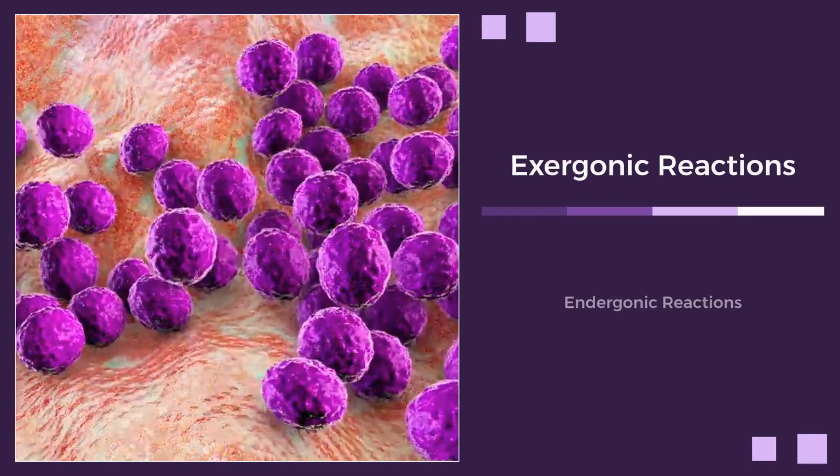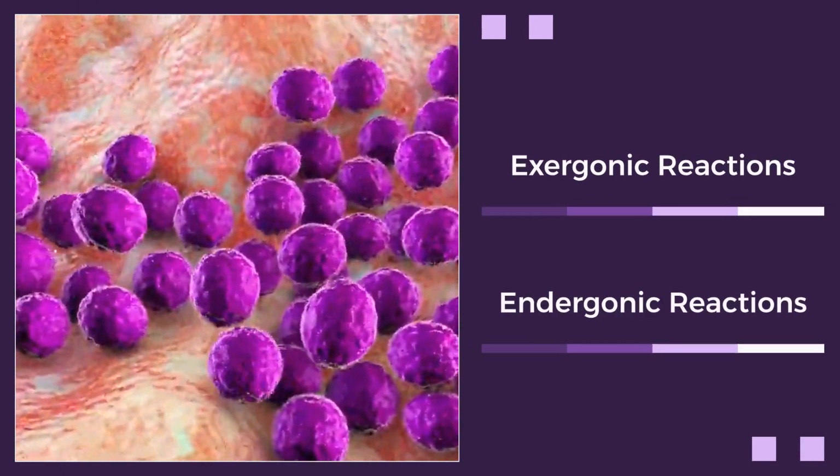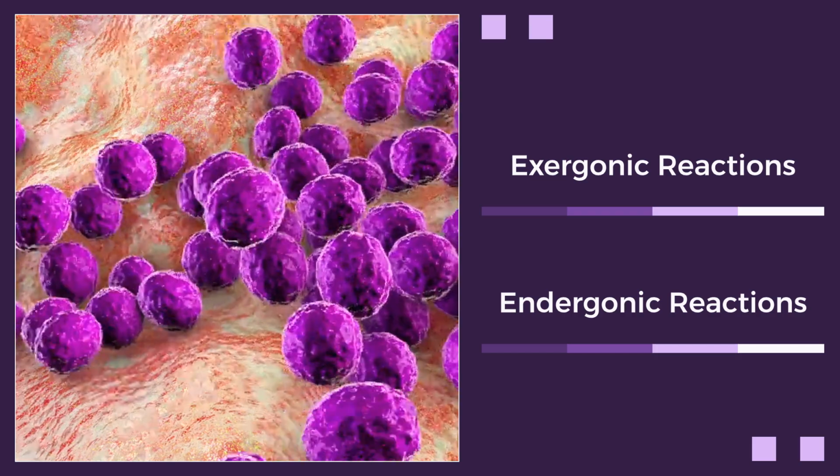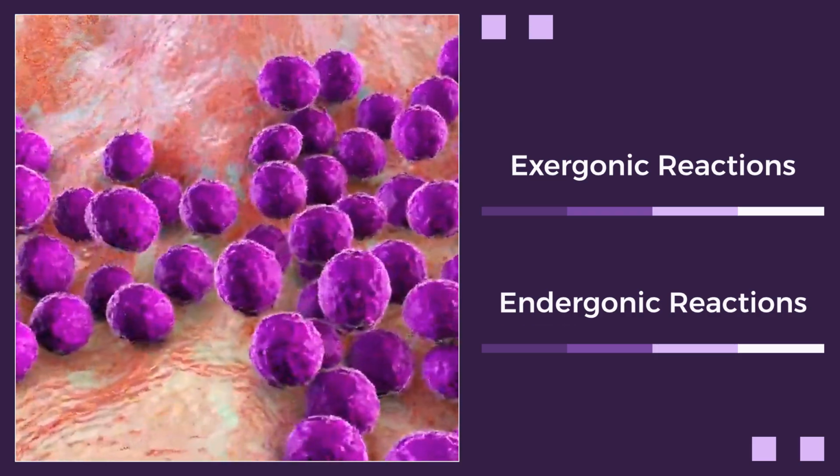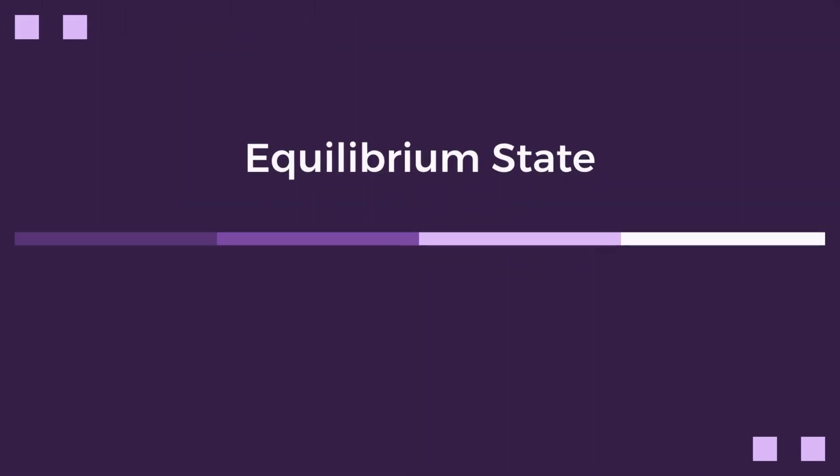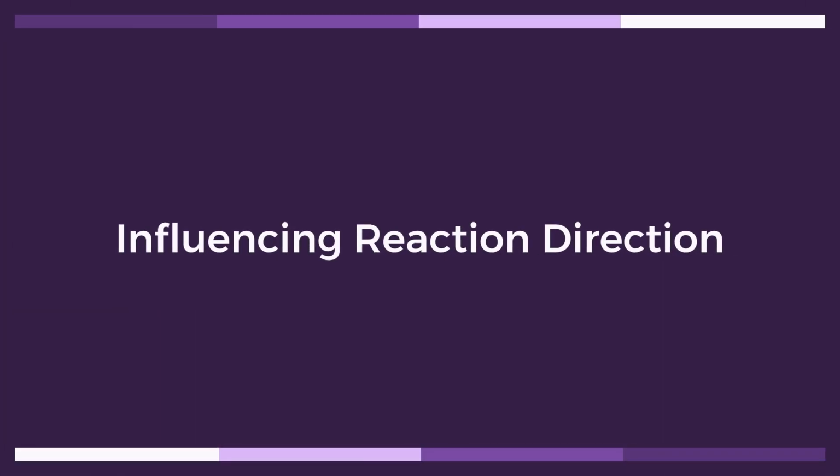A negative delta G signifies an exergonic spontaneous reaction, while a positive delta G indicates an endergonic process requiring energy input. When delta G reaches zero, the system is in equilibrium, meaning no further net chemical change occurs. Several factors dictate the direction in which a chemical reaction proceeds.